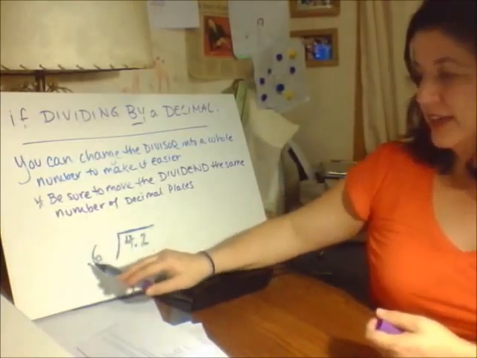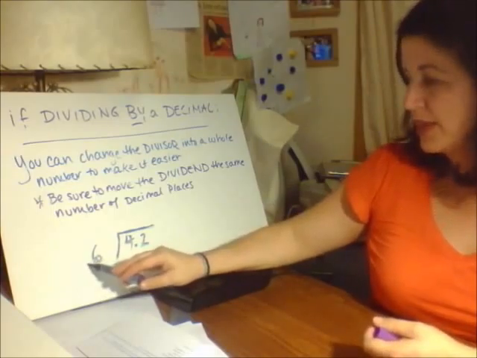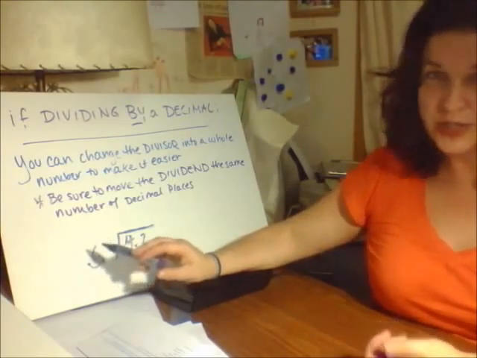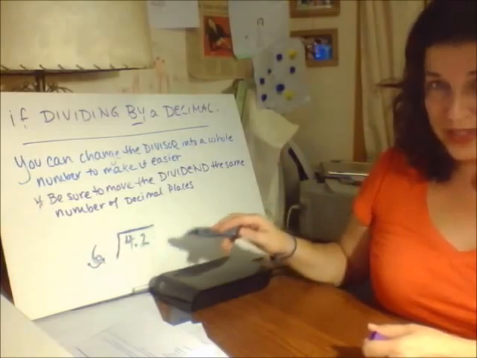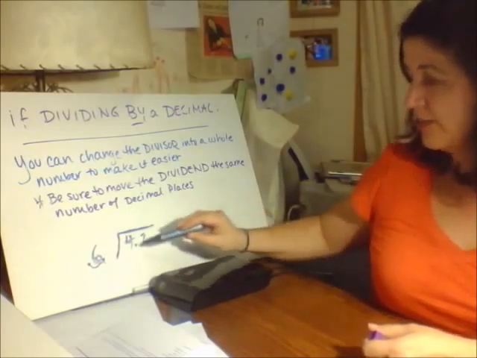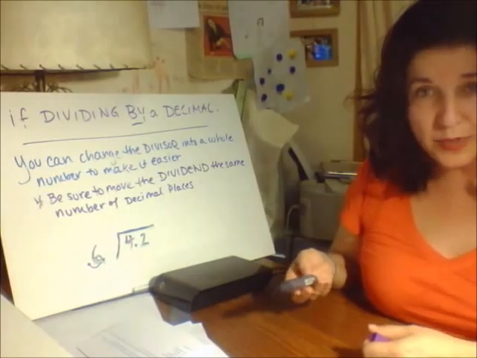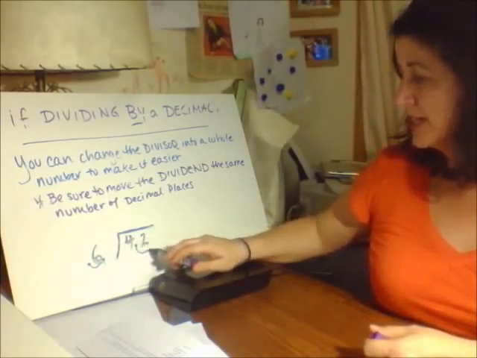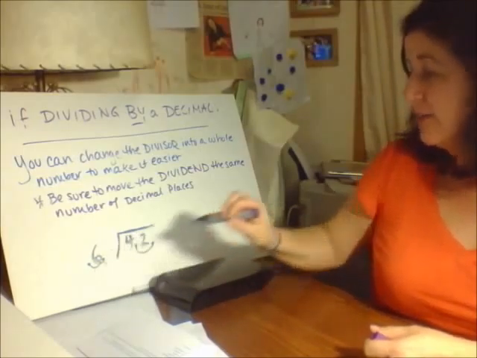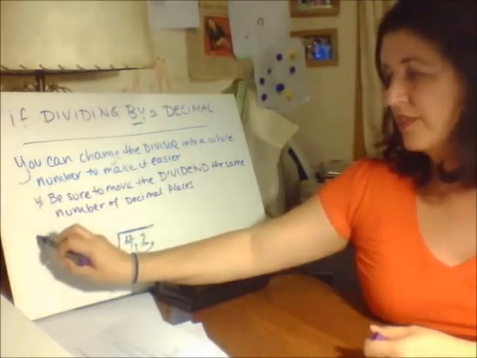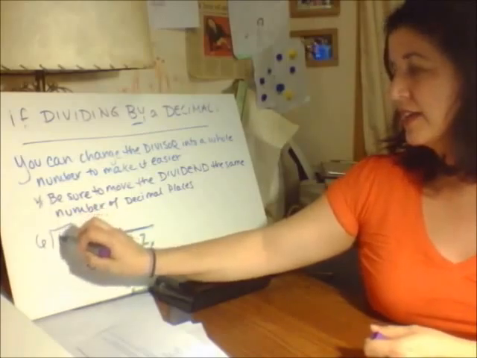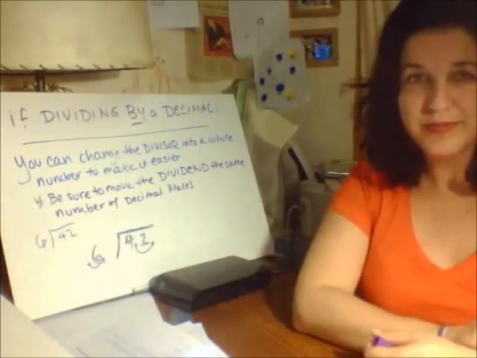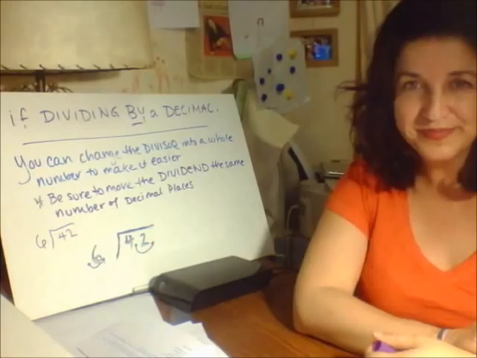So, in this instance, 0.6, we're going to move it one place to the right. So we're going to turn it into a 6, but we have to do the same with the number we're dividing. So 4.2, we're going to move that decimal point one place to the right as well. Now all of a sudden, we've got a really simple problem. We've got 6 going into 42, which we all know is 7. Okay?